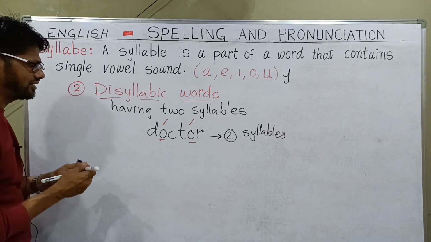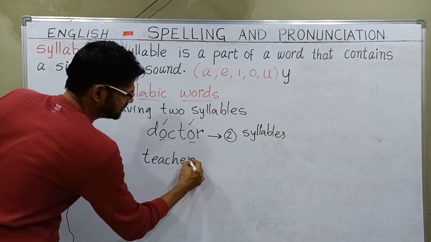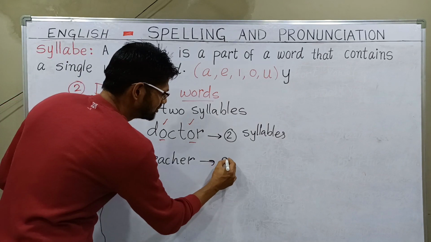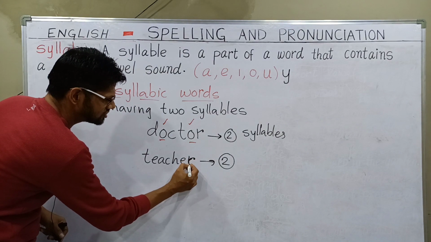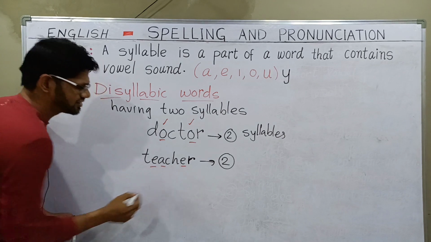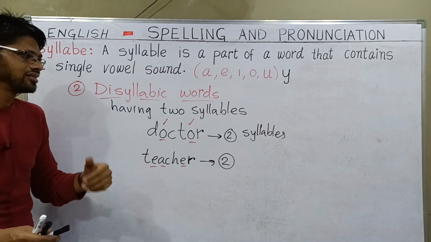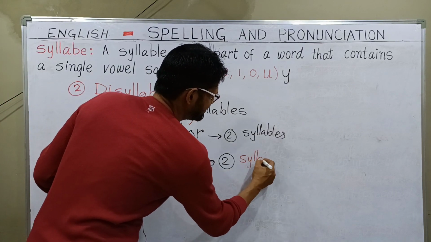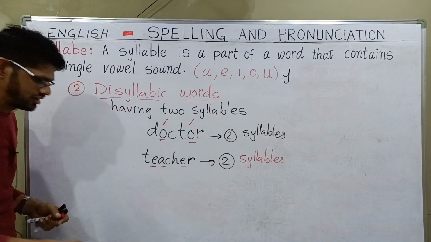Okay, next one. What is the next one? If I write, for example, teacher, it also has how many beats? 2 beats or 2 sounds. Even though the word teacher has how many vowels? Let me count: 1, 2, 3. 3 vowels are there, but this word is producing 2 beats or 2 sounds. So that is the reason it has 2 syllables. So disyllabic means 2 syllables.